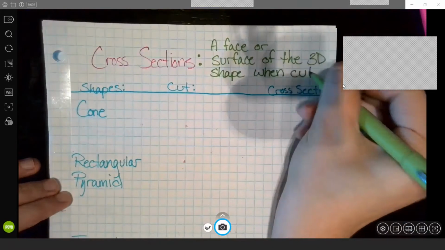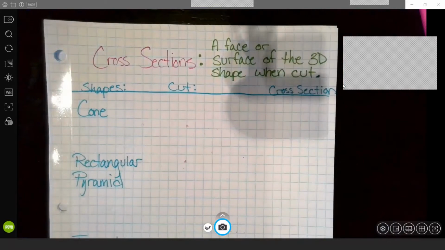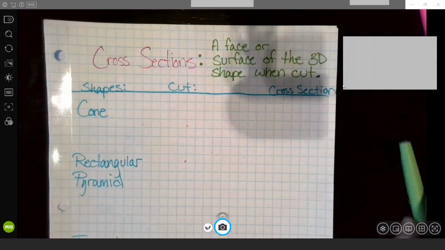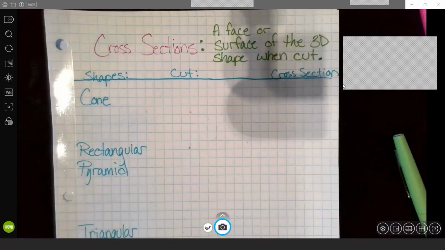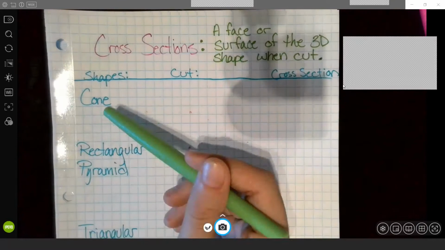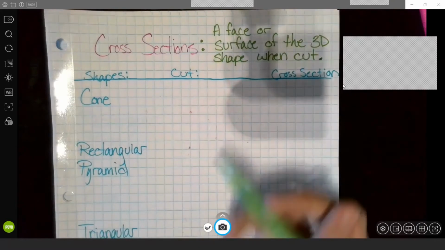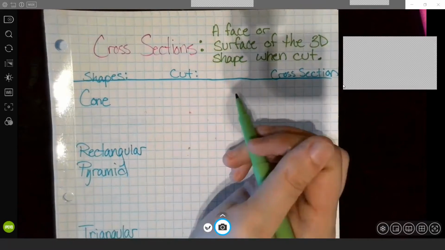So when we're talking about cross sections, we're talking about the space or the shape that's made when we slice into it, kind of like when you slice into butter, an orange, a lemon, things like that. I found a really good way to help us visualize this online, and I will link that with specific links in this video for later. We're going to be looking at individual shapes, like cones, rectangles, pyramids, etc. But we're going to be looking at what different types of cuts do to our cross sections.